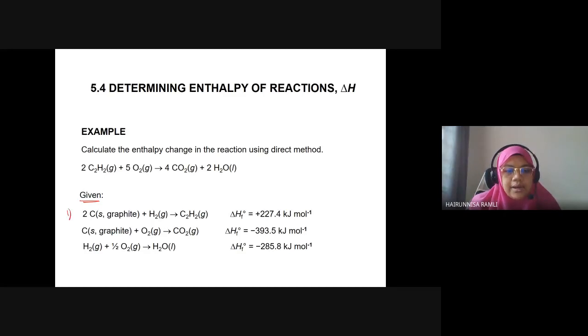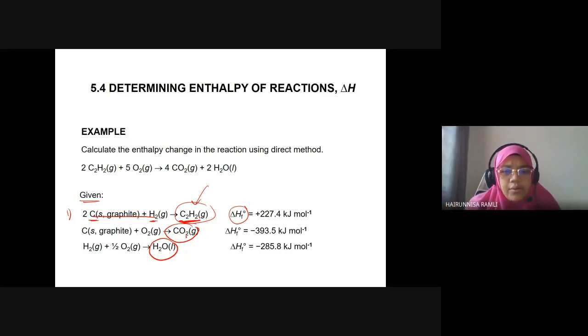The first one is carbon plus H2 produce C2H2. If you look at this, what is the meaning of standard enthalpy of formation? When one mole of substance, one mole, betul tak one mole? Okay, is formed from its standard element. So betul tak this one is standard element? Betul lah kan? Carbon and hydrogen dalam bentuk gas. So betul. So this is enthalpy formation. Okay, and this one is enthalpy formation for CO2. This one is enthalpy formation of water. So okay, basically semua dia bagi dalam bentuk enthalpy formation.